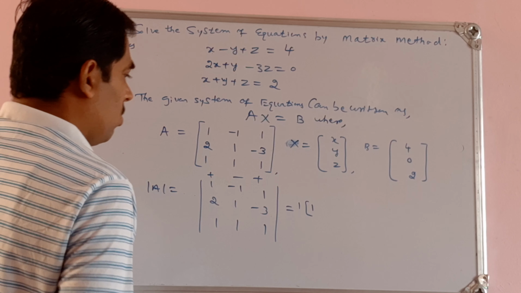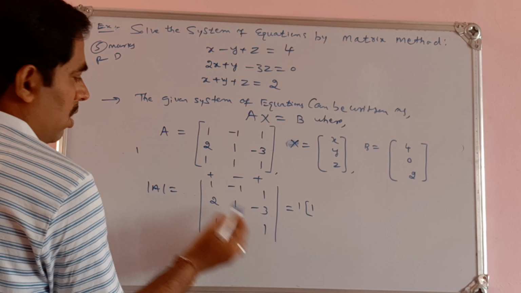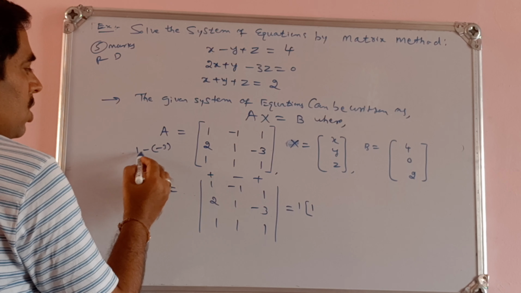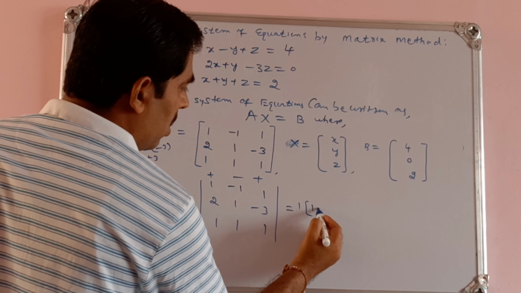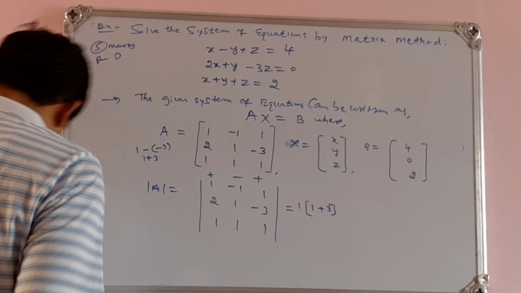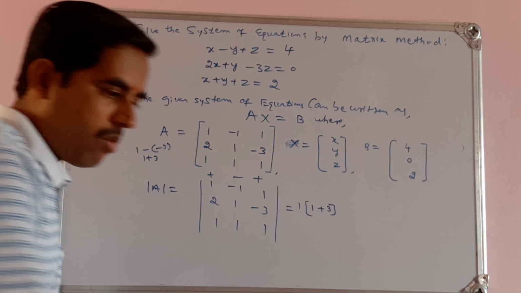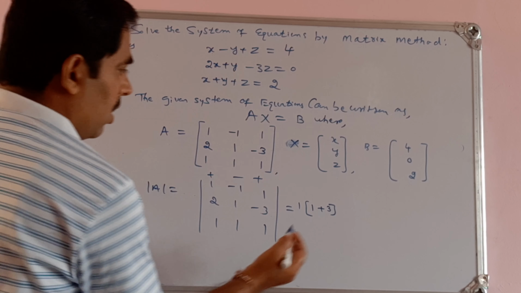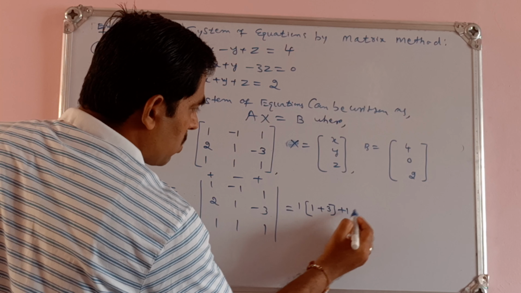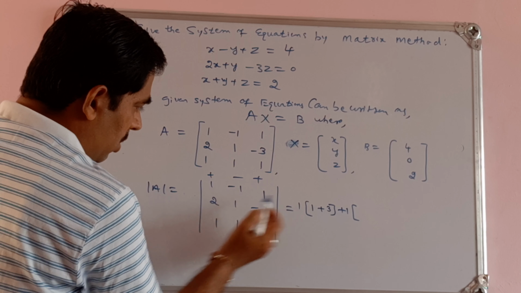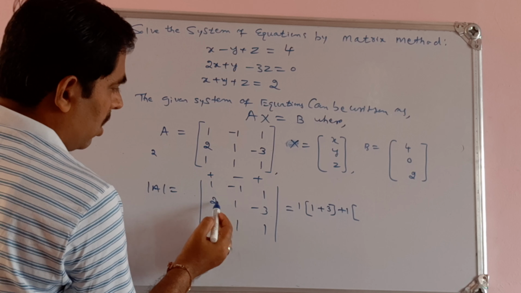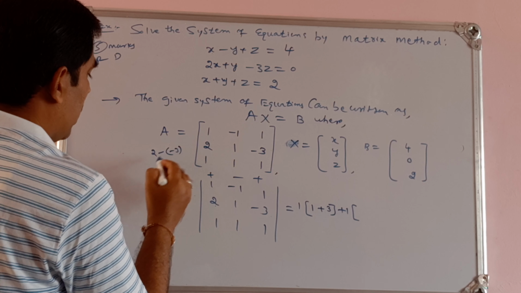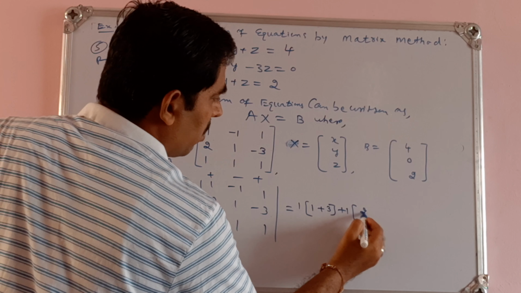After writing that, what will we do? 1 minus of, minus 3 into 1. The product I will write as minus 3. So 1 minus of minus 3, that will be what? 1 plus 3. Next, minus into minus will be plus 1 into, leave this column and this row. 2 into 1, 2. Once again the same case here. 2 into 1, 2. After writing 2, negative sign. Minus 3 into 1, that is minus 3. So that will be 2 plus 3.